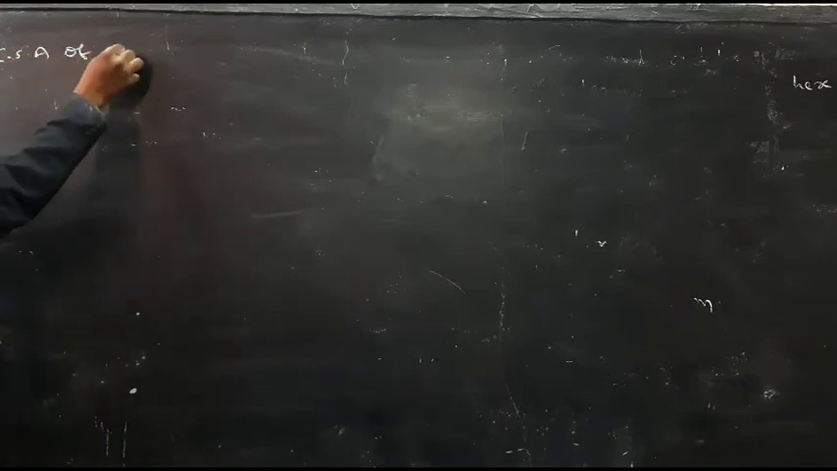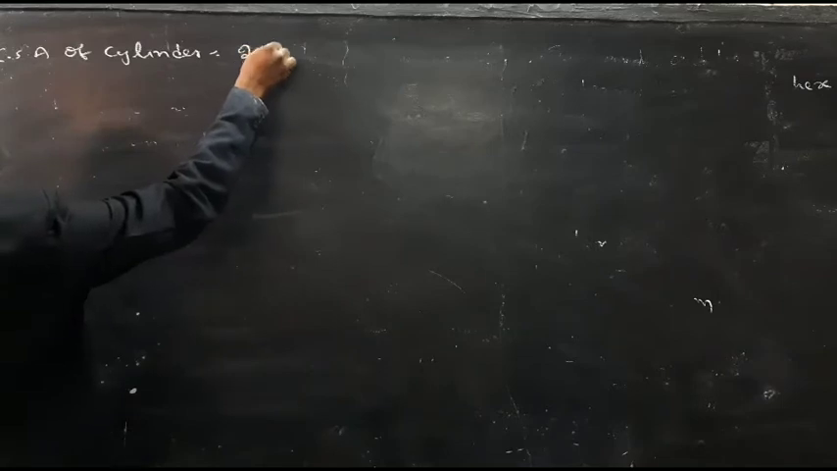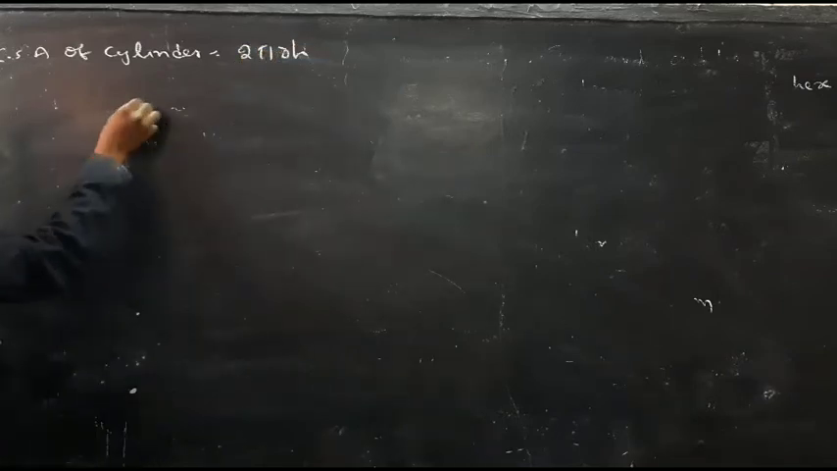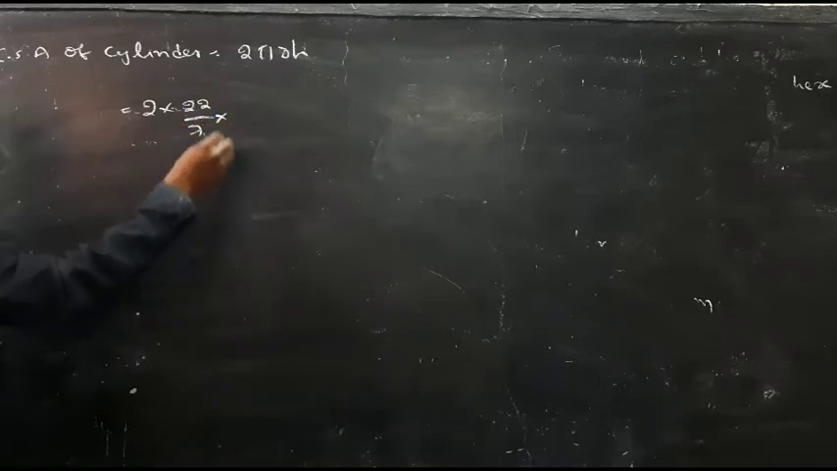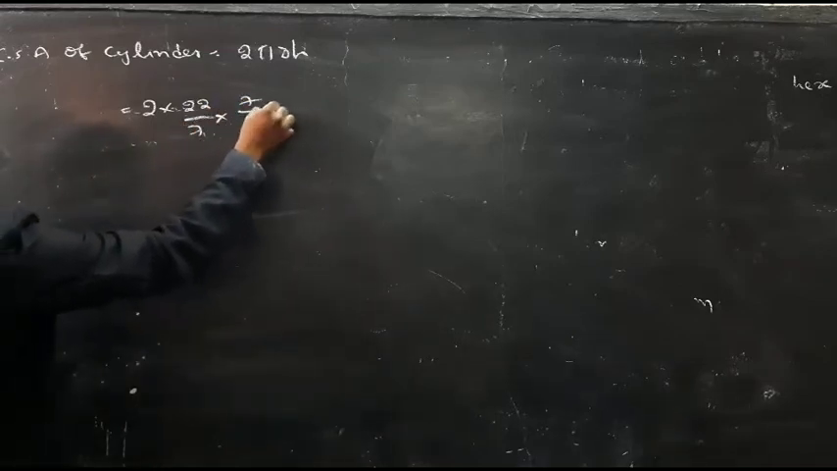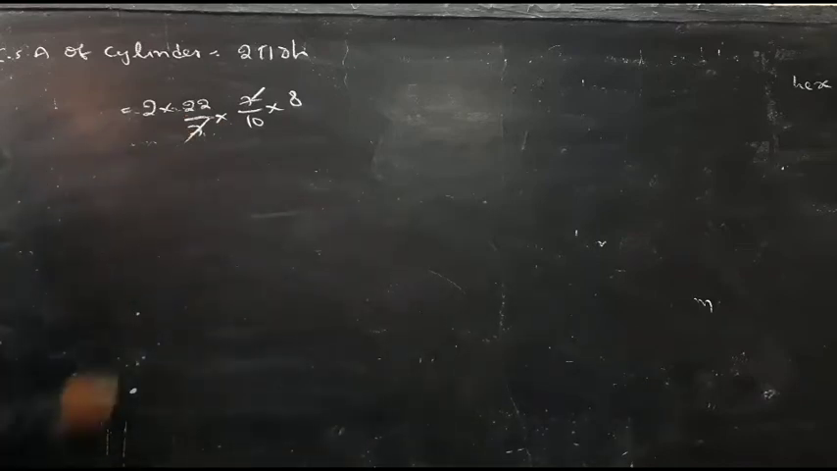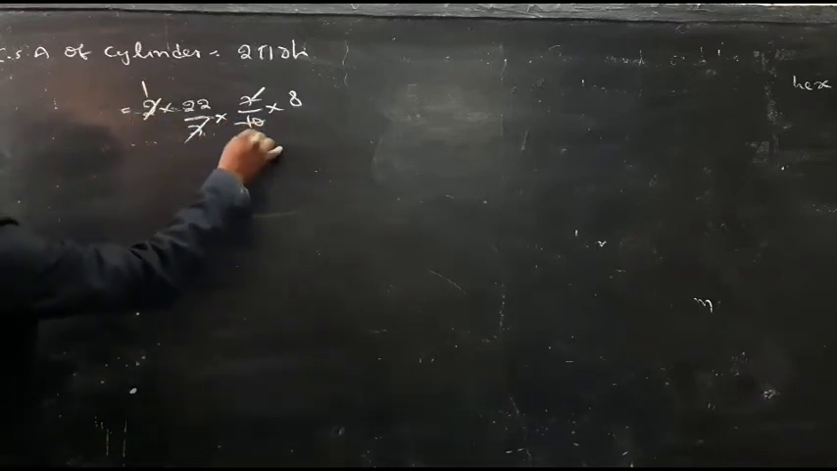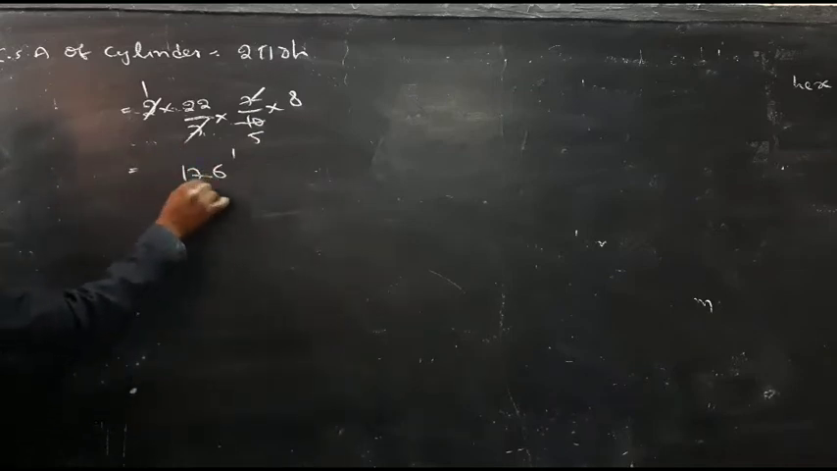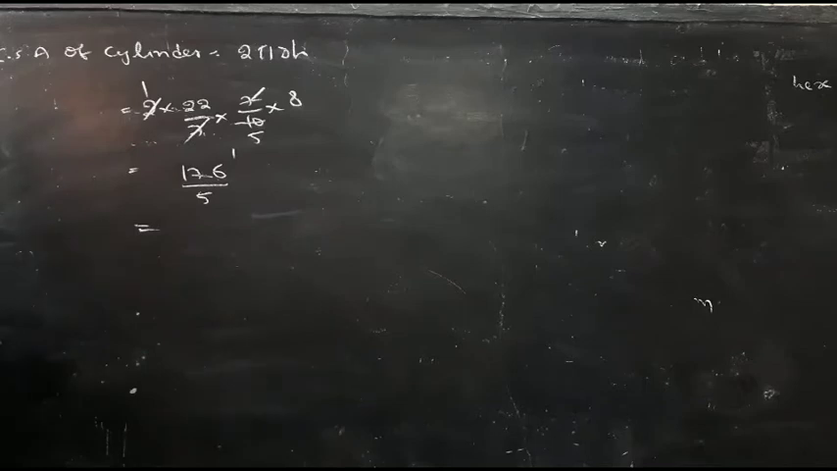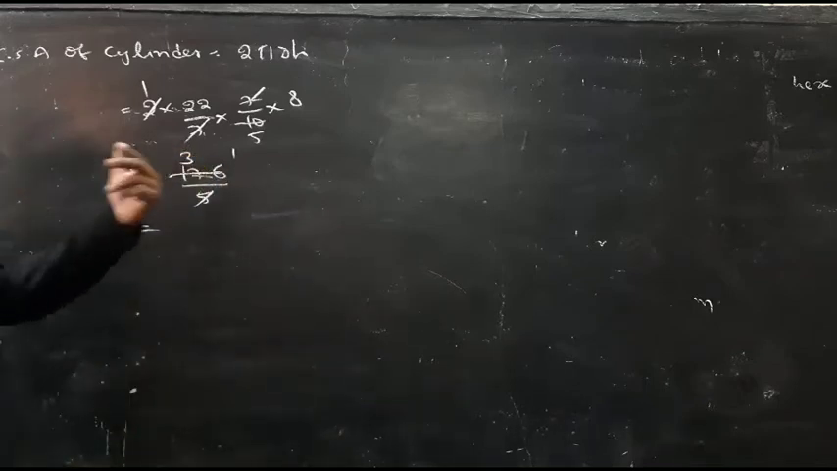Curved surface area of the cylinder. What is the formula to find that? 2 pi r h. 2 into, what is the value of pi? 22 by 7 into radius 7 by 10 into height 8. 7 gets cancelled. Next, 2 ones are 2, 5 twos are 10. 8 twos are 16, plus 176 by 5. 5 threes are 15, remaining 2, 36.